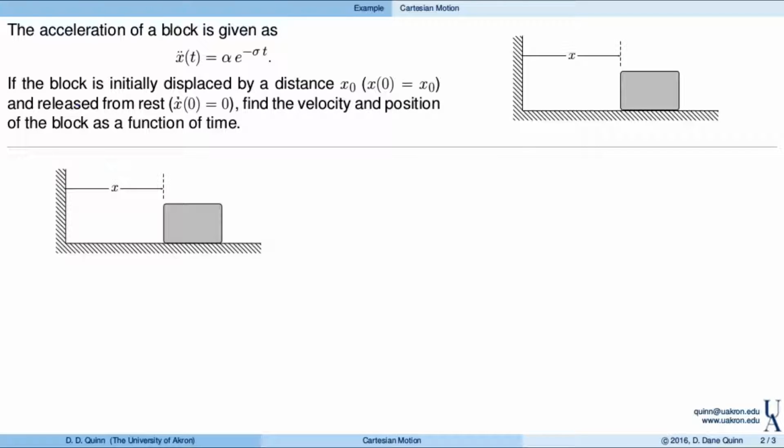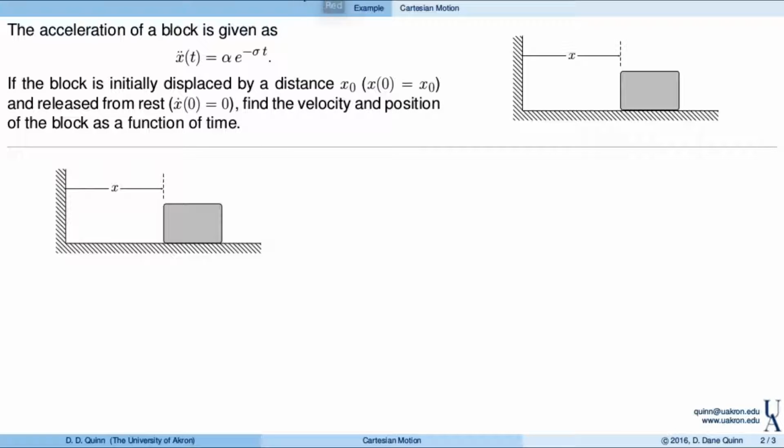If the block is initially displaced by a distance x0, right, so at time 0 we move the block over by that amount and release from rest, so the initial velocity is equal to 0, then I'd like to find the velocity and position of the block as a function of time.